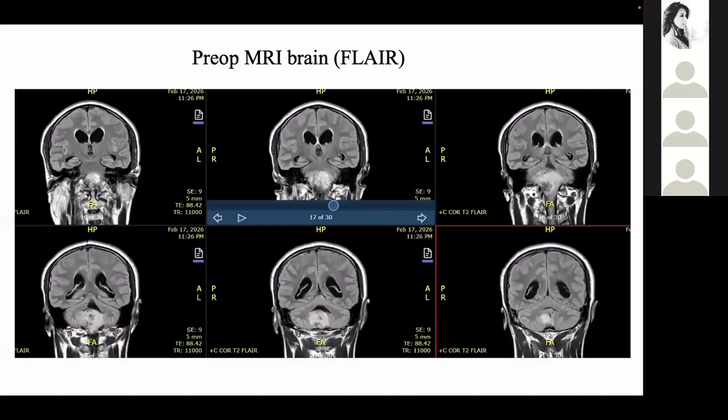Here you can appreciate this focal area of hyperintensity within the lesion in the lower aspect. So that represents calcification, other than that the lesion is purely extraaxial.